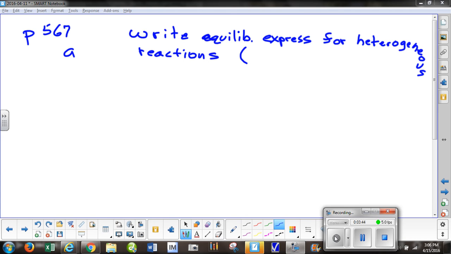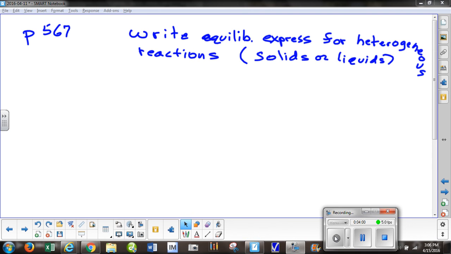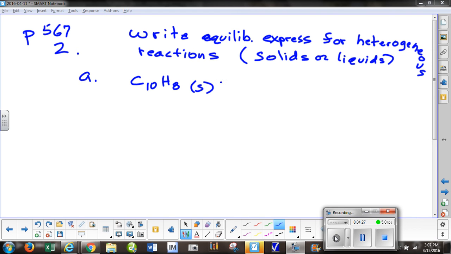What are heterogeneous? Solids and liquids. They have solids or liquids, or both. So we're going to have to distinguish those. Let's put our little A down. This is question number 2, and that's the directions. Letter A. I don't have to write the directions for B, C, D, and E. I just have to write them one time. So I've got C10H8. And what kind of stuff is it? Oh, it's a solid. It is in equilibrium with C10H8 gas. Oh, that's weird. C10H8, and this guy's gas.